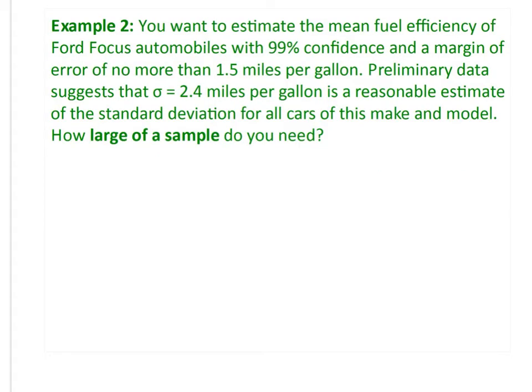So let's take a look at example 2. This is going to deal with the margin of error in kind of a different way. It says you want to estimate the mean fuel efficiency of Ford Focus automobiles with 99% confidence and a margin of error no more than 1.5. So I'm going to write that over to the side. My margin of error has to be less than or equal to 1.5 miles per gallon.